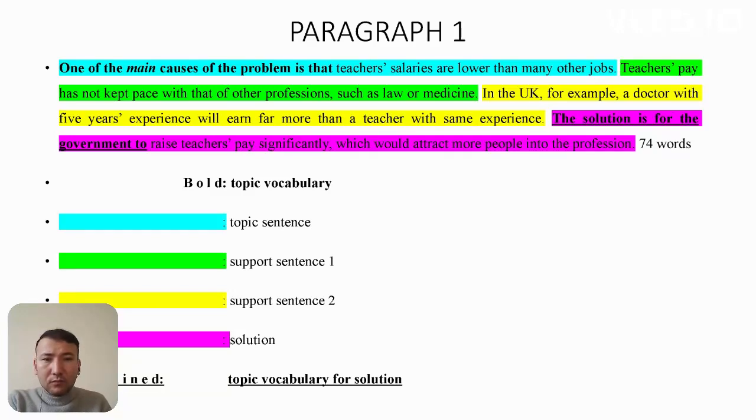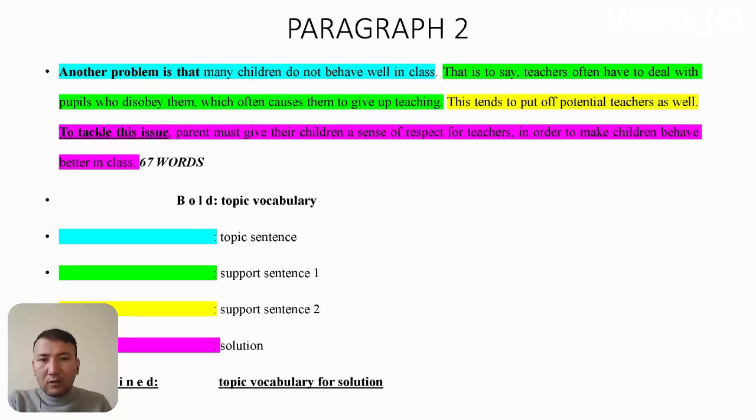So, this is one nicely written paragraph. Now, paragraph 2 has about the same structure. Another problem is that many children do not behave well in class. This is the topic sentence. This is to say, teachers often have to deal with pupils who disobey them, which often causes them to give up teaching. It's also a support sentence.